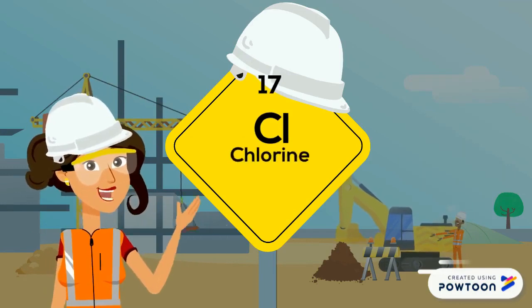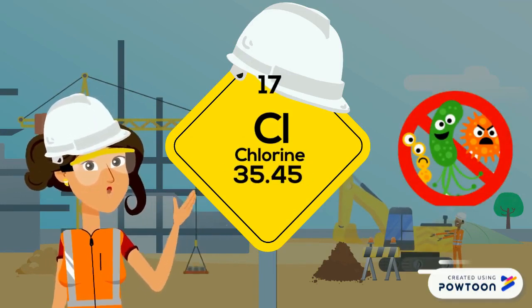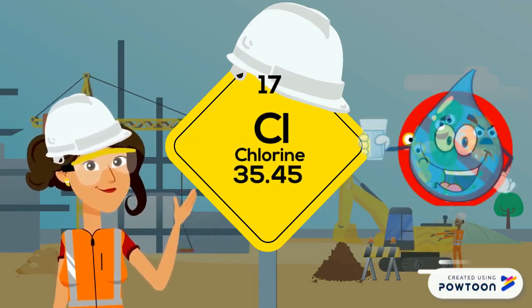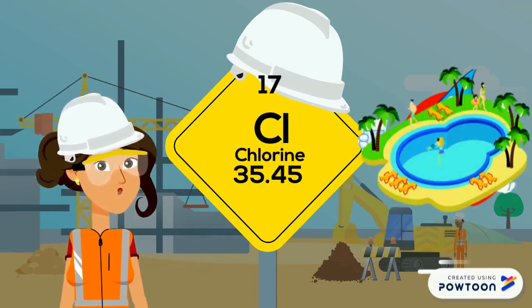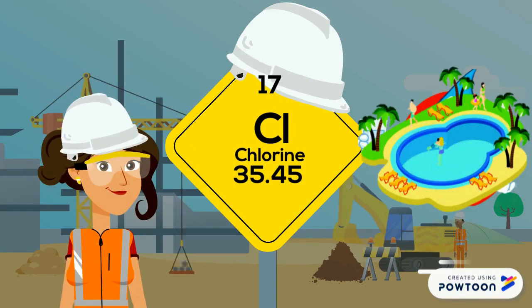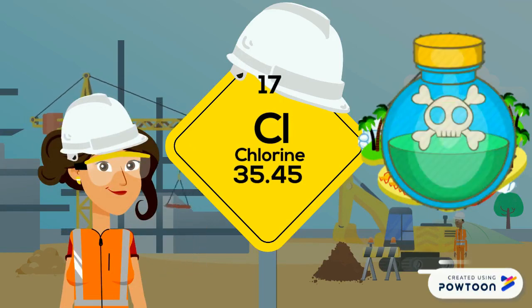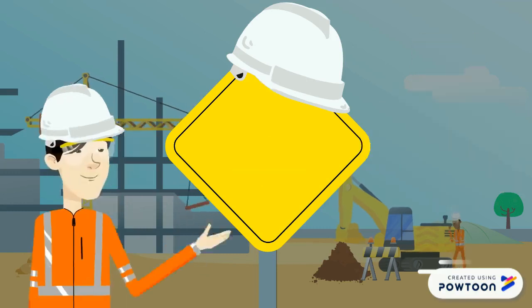Chlorine. Chlorine kills bacteria. It is a disinfectant. It is used to treat drinking water and swimming pool water. In industry, it is used in car interiors, electrical wiring insulation, water pipes, and blood bags. Chlorine gas is very poisonous and was used as a chemical weapon during the First World War.